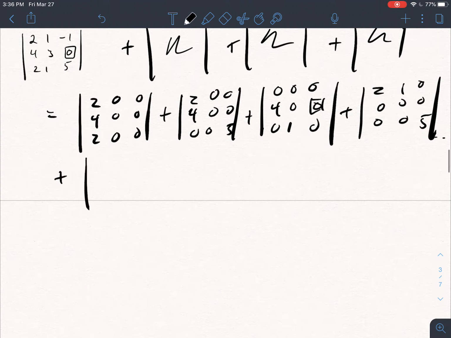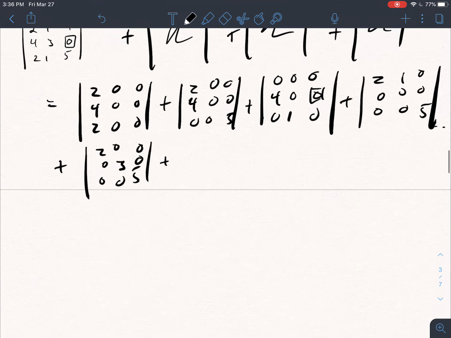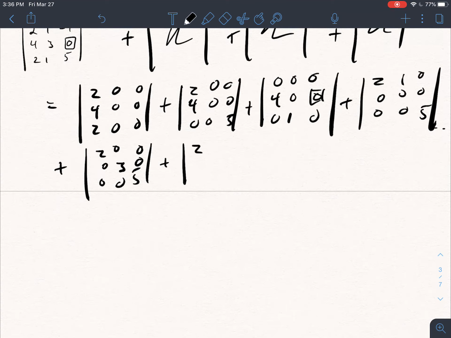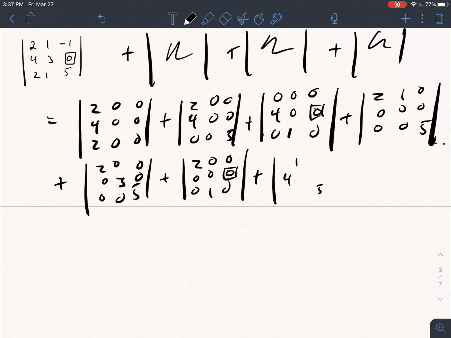But what are some of the ones that we could have that have non-zero determinant? Well, maybe we could have 2, 3, 5. This one's clearly row equivalent to the identity, right? We're just multiplying the rows by 2, 3, or 5. We could have 2, 0, 1. We could have 1, 4, 5. We could have all sorts of things.